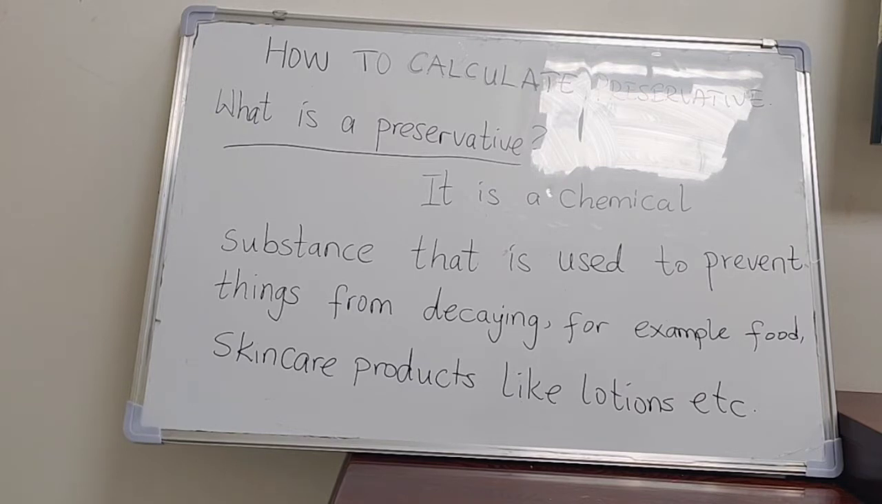This is in order not to get the product react in a certain way, because if you put less of a preservative, it's going to affect the product. If you put too much of a preservative, it's going to affect the product. So it's very, very important to know how to calculate what quantity of preservative you'll be adding into your lotion.